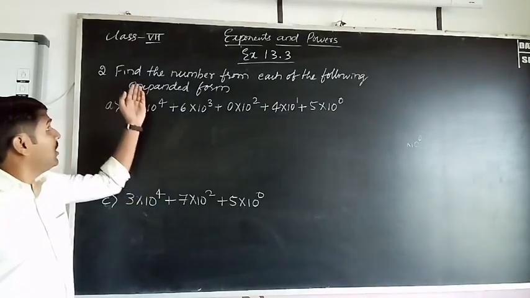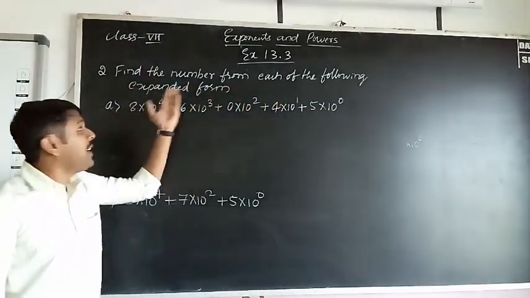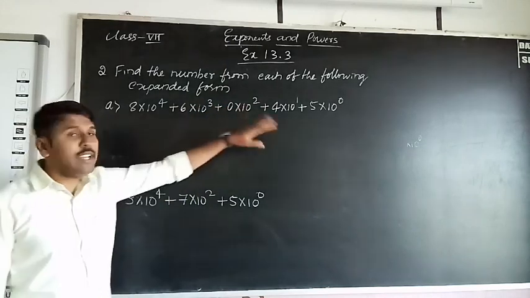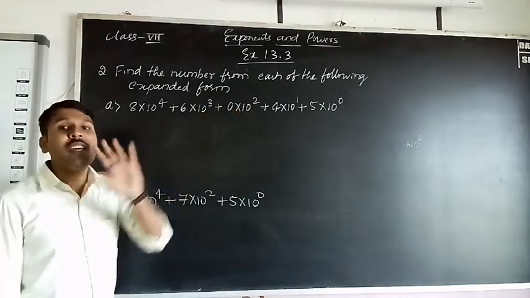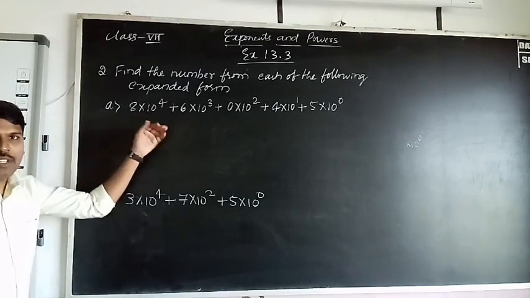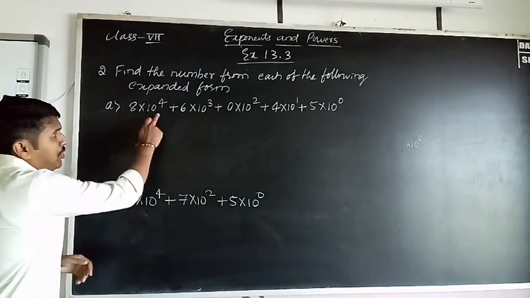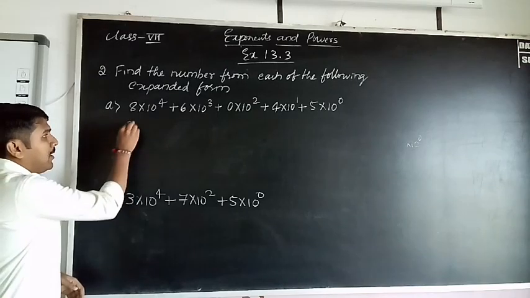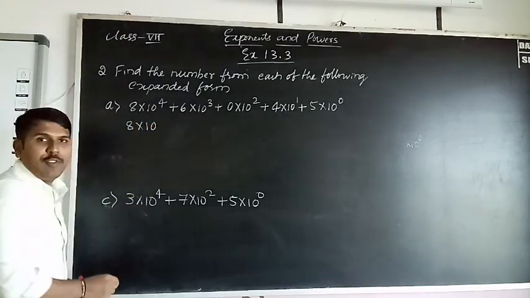Second question, find the number from each of the following expanded forms. So they are already given the expanded form. So just write down the number. So what's the number? They are already given in expanded form. So first write down that one. 8 into 10 raised to 4 means here total how many zeros will be available?